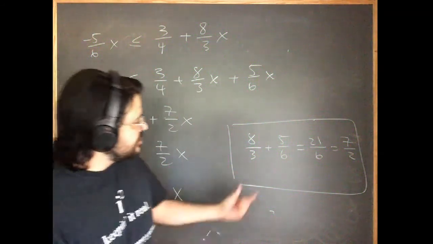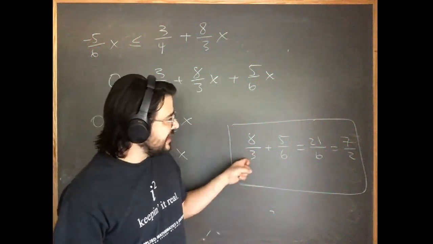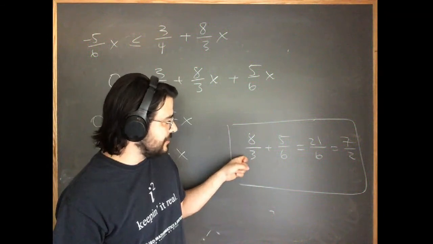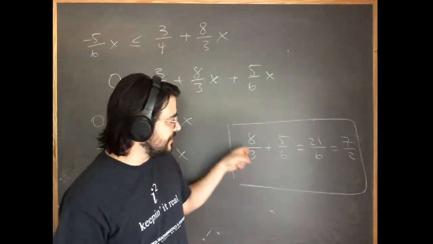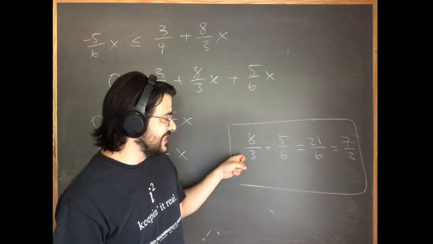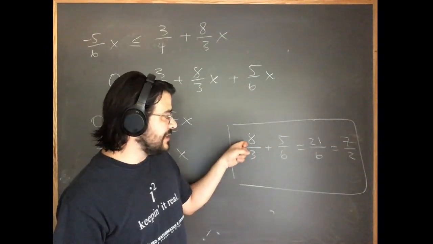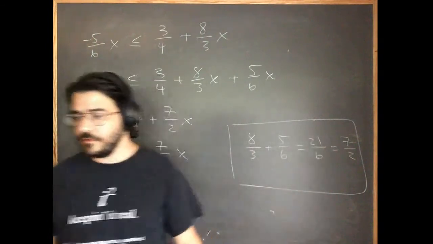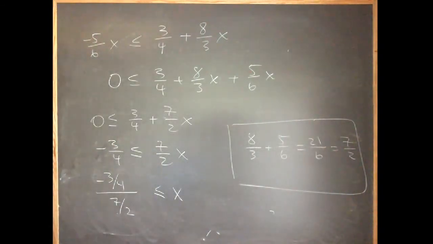How did we get 21? Well, here we have to multiply the top and bottom by the common denominator. So the common denominator here is 6. We have to multiply the top and bottom here by 2 in order to get a 6. And 2 times 8, that's 16. 16 plus 5 is the 21. Okay, so we need a common denominator down there, huh?